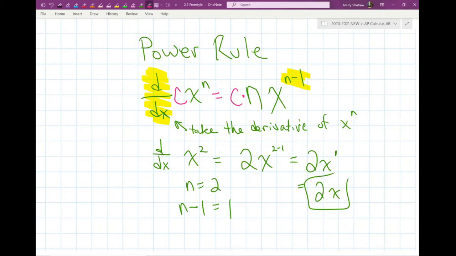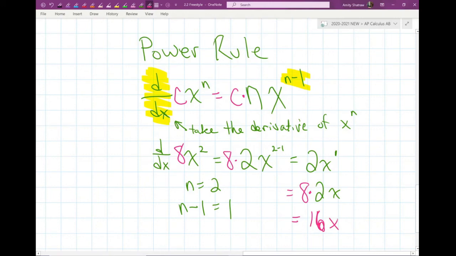So there you go. If, for example, I had maybe an 8 here, then I would have an 8 here, and my answer would be 2 times 8, which is 16x, because I just multiply by that number. So that's the power rule.